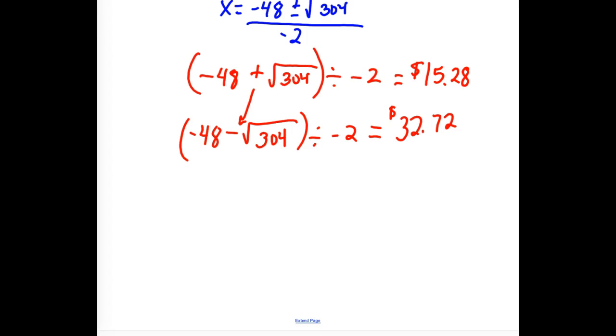Exactly. If I price it at $15.28, more people are willing to pay that and buy it. If I charge $32.72, I'm not going to sell as many CDs. I make more on each one, but I don't sell very many. Does that make sense? Okay. So the question said, what is the smallest amount we can charge and still make $200 profit? This would be my answer. Okay.